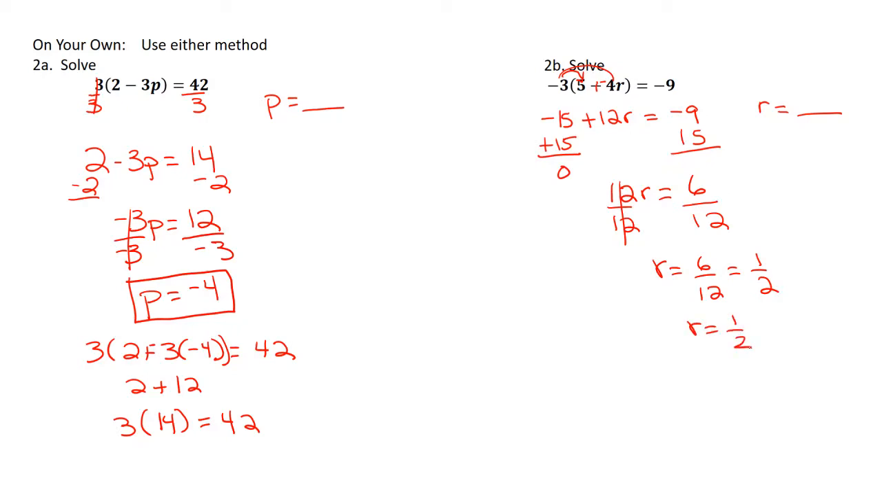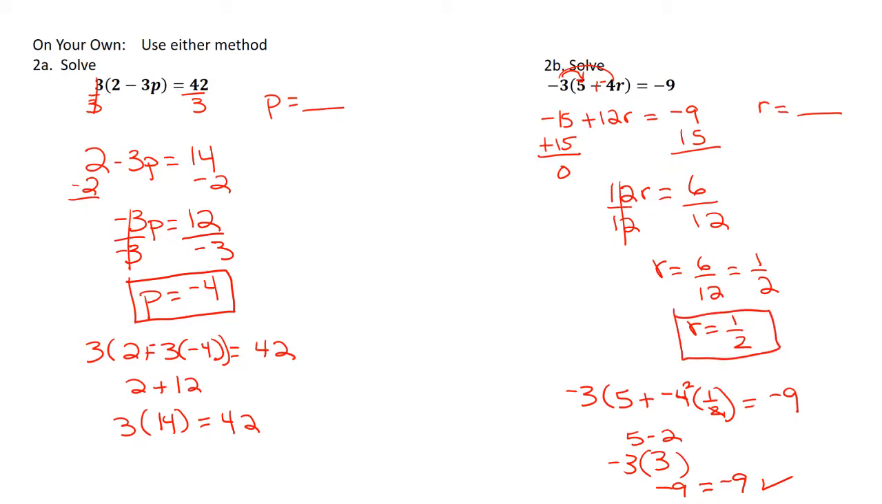So, but we're not quite finished. We have to check and make sure. So we have negative 3 equals 5 plus a negative 4 times 1/2. So negative 4 times 1/2 is equal to negative 2. 5 minus 2, and that's 3. All right, and we had a negative 3. So negative 3 times positive 3 is negative 9, and that equals negative 9, which is correct. So our answer is R equals 1/2.